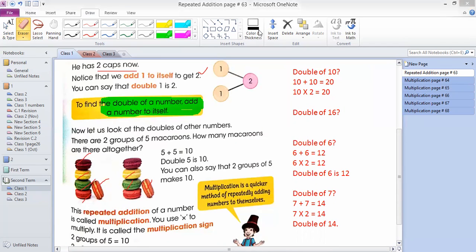The formula is same, guys. To find out the double, add the number by itself. The double you are finding out for 16. So add 16 with 16 and find the answer.